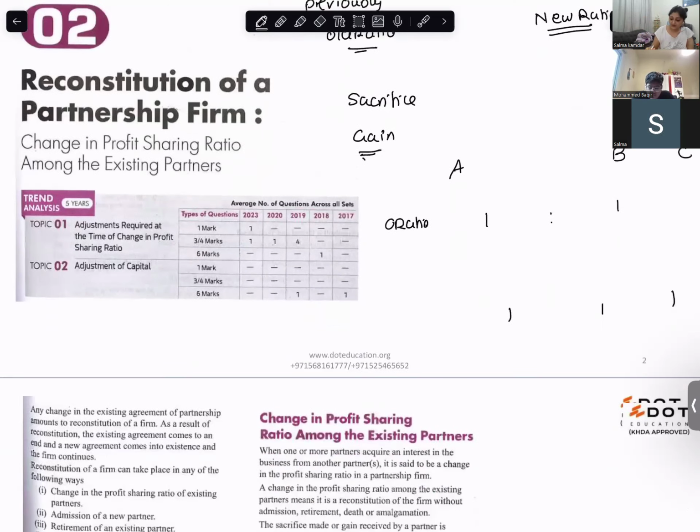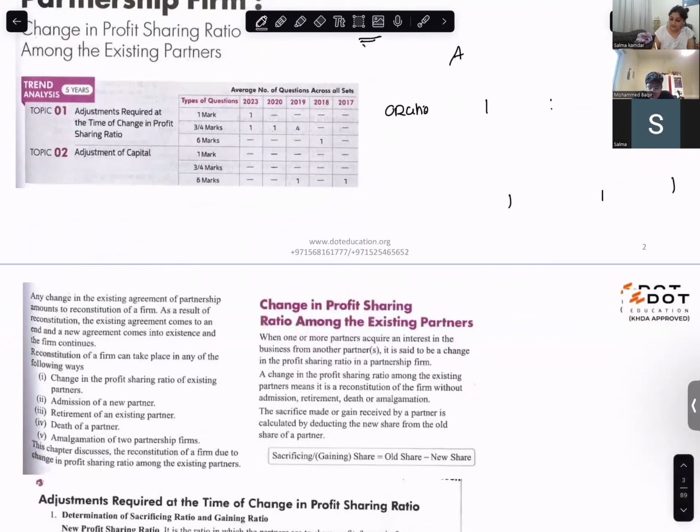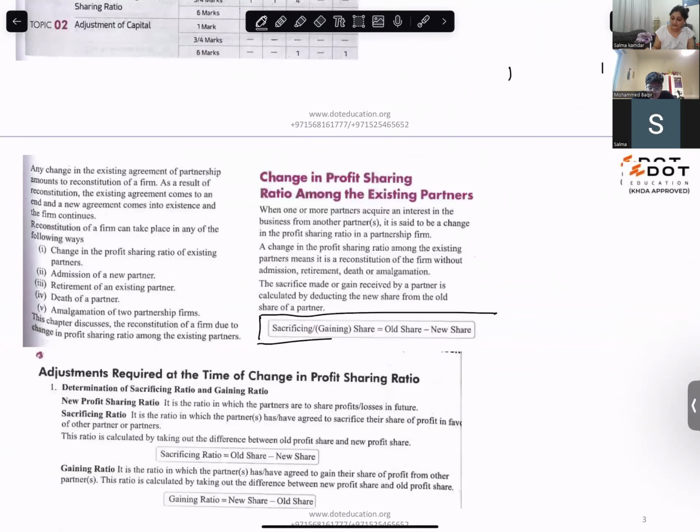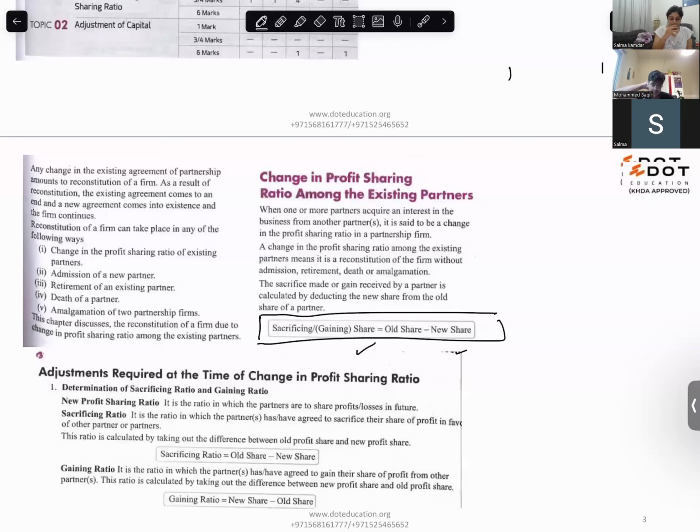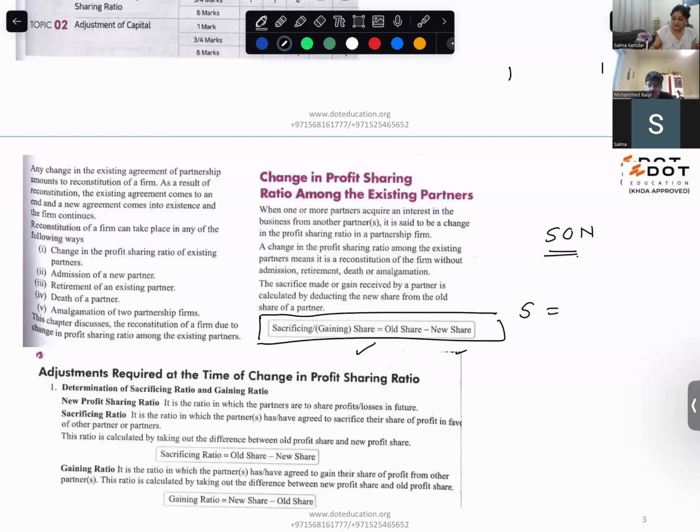If I have to find out the sacrificing ratio, we get it by old ratio minus new ratio. I'm giving you 2 minutes, just write what I have explained. Our sacrificing ratio is what? If you have to remember, the sacrificing ratio would be remembered as SON. Sacrificing ratio is equal to old ratio minus new ratio.